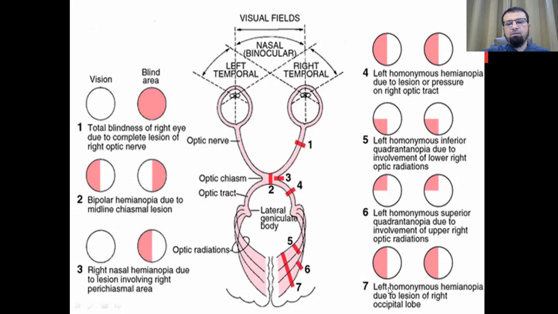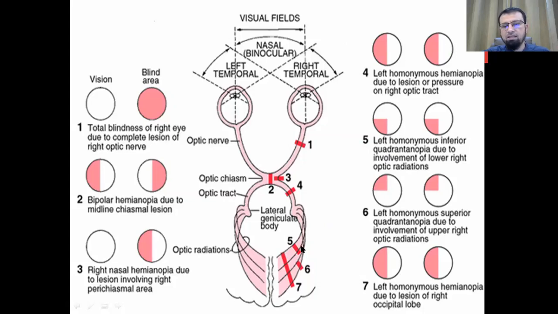This is example number 7, left hemianopsia. The patient cannot see the whole left side if the damage happened in the occipital lobe. What if the patient has damage in this one? There is a quadrantanopia, but it is in the upper part. This is in the temporal lobe, and this is in the parietal lobe.